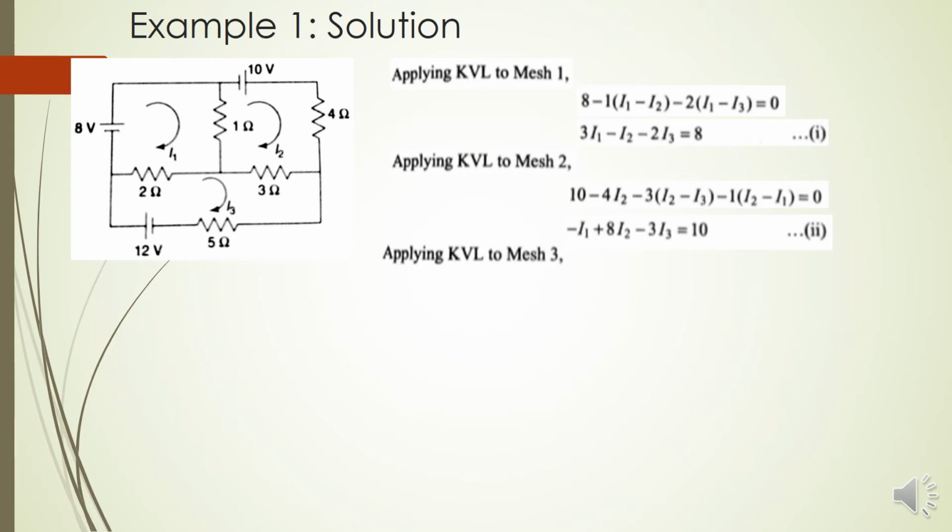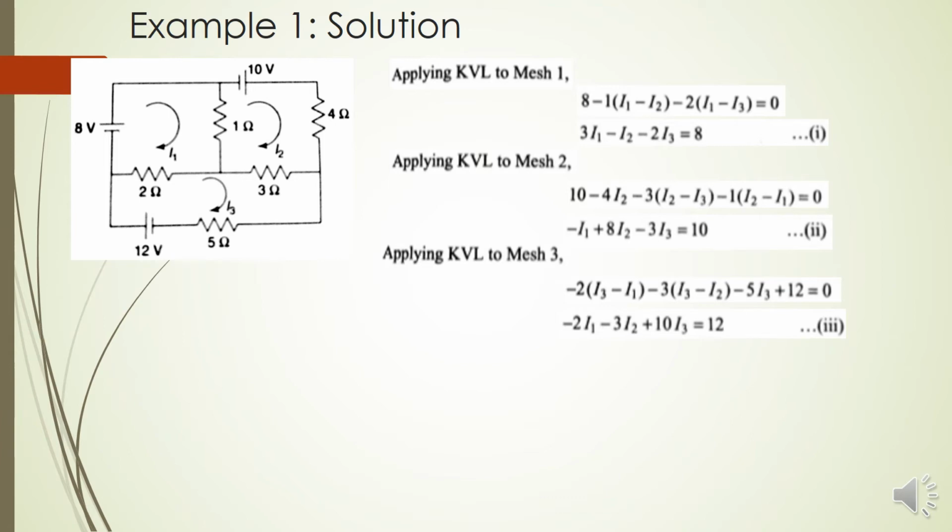Now apply KVL to mesh 3. Since the 2 ohm resistor is common between mesh 3 and mesh 1, it can be written like this: minus 2(I3 minus I1). Then the 3 ohm resistor is common between mesh 3 and mesh 2, so it is written as minus 3(I3 minus I2), then minus 5 I3 plus 12 is equal to 0.